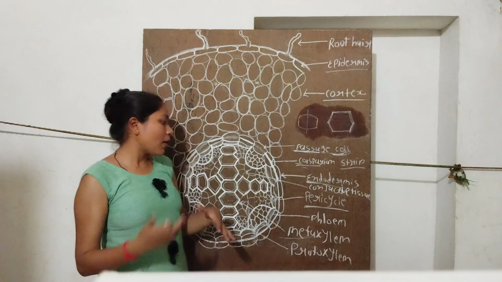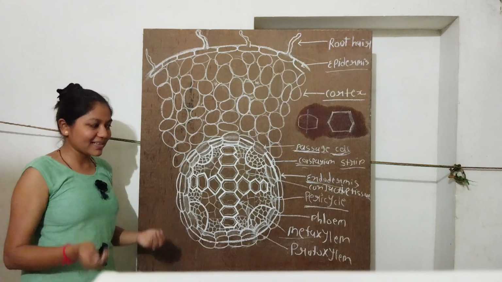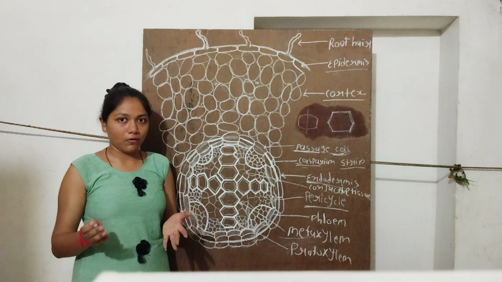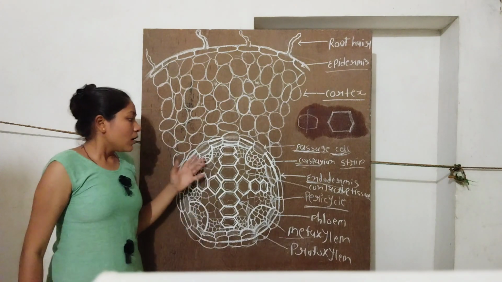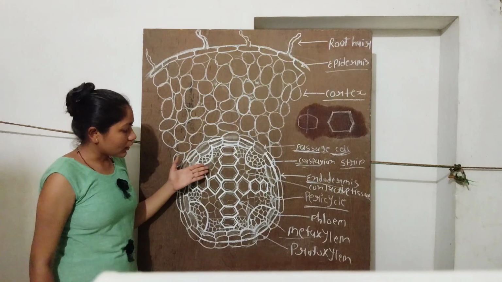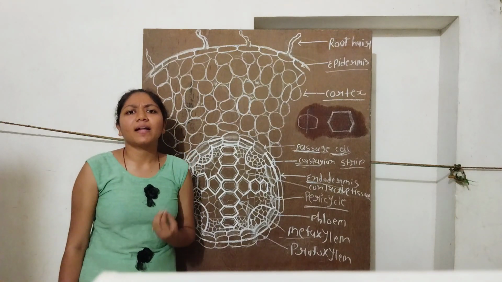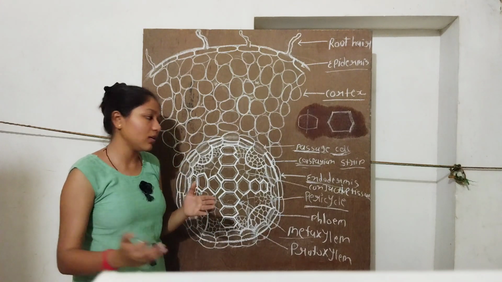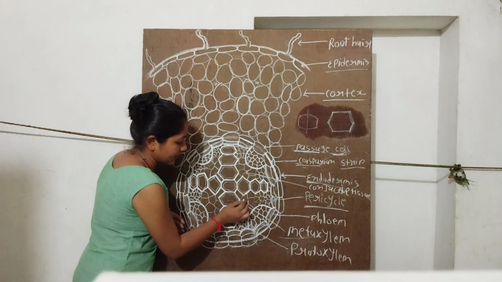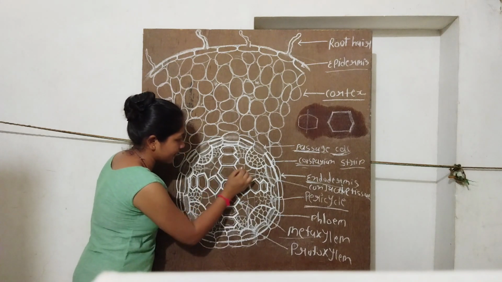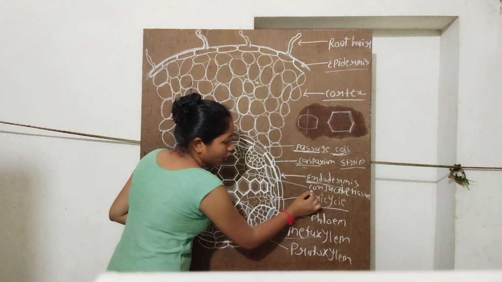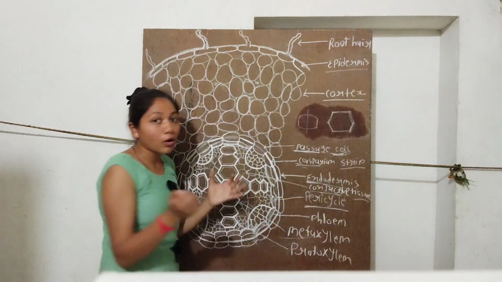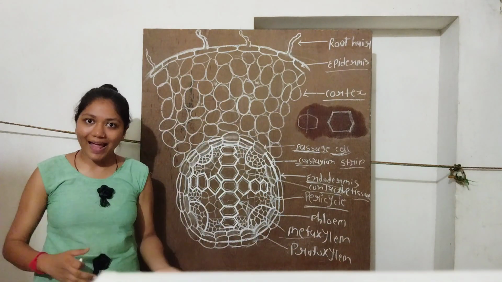Now if we talk about pith, it is present but not very much developed. Now the next one is the conjunctive tissue. What do we mean by conjunctive tissue? It joins the phloem and xylem by some parenchymatous cells. This is the parenchymatous cell, called conjunctive tissue, which joins the phloem and xylem.